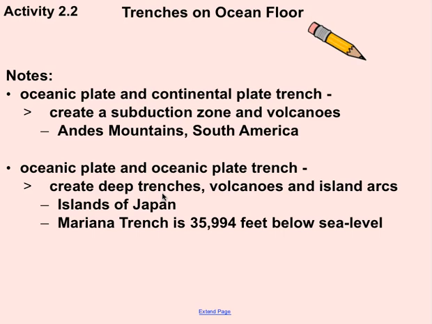Now, the Mariana Trench is 35,994 feet below sea level. So that's pretty deep. So you can see that these huge trenches are created because of convergent plate boundaries, whether it's an oceanic and a continental, or an oceanic and an oceanic plate.